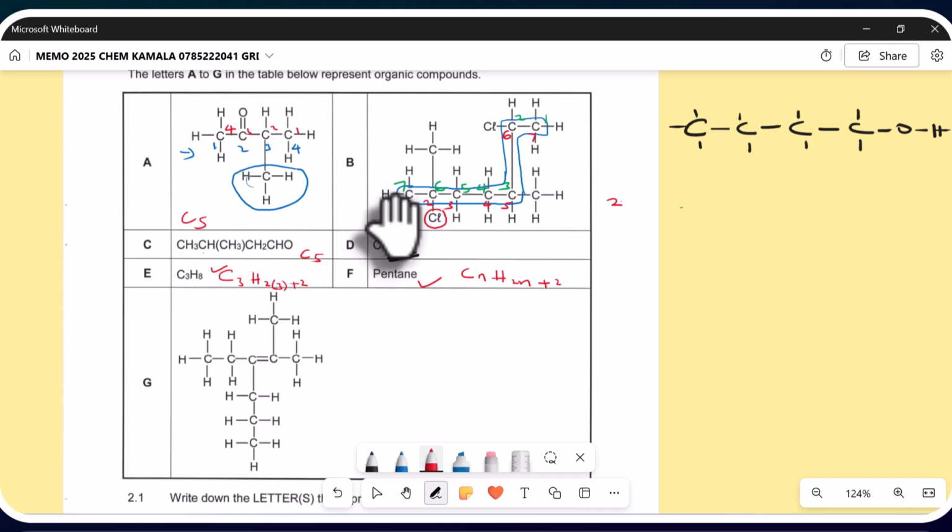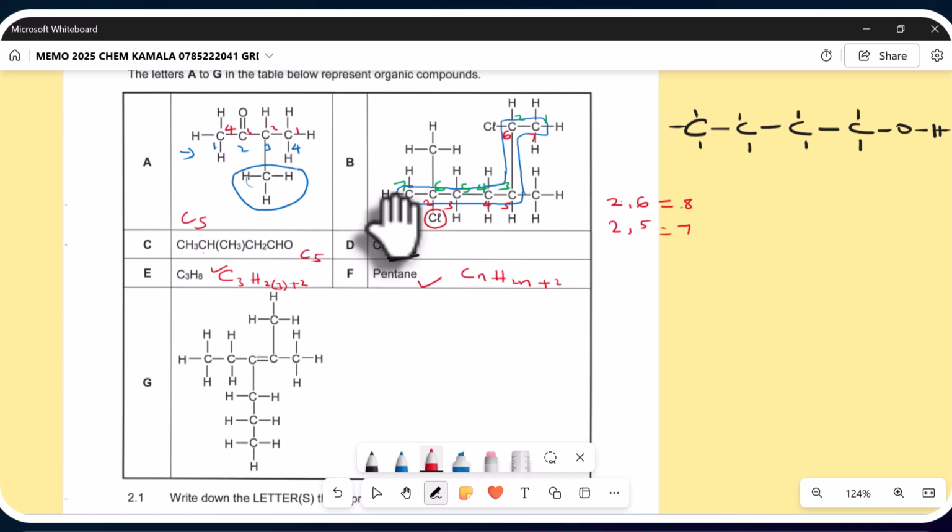Now if you look at the green color, the green ones here, if you start from the top here, 1, 2, carbon number 2, we have the chloro, okay? And then carbon number 3, this is 2, 3, 4, 5, 6, and then carbon number 6, we have another chloro here, so this is still 8, a new 8.